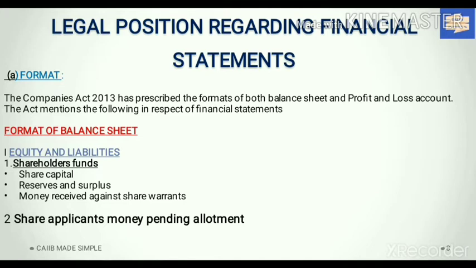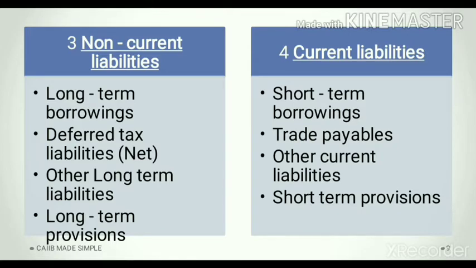First is equity and liabilities. These equity and liabilities are again classified as shareholders' funds, and shareholders' funds consist of share capital, reserves and surplus, and money received against share warrants. The second one is share application money pending allotment. Third one is non-current liabilities. Non-current liabilities are classified as long-term borrowings, deferred tax liabilities net, other long-term liabilities, and long-term provisions. Fourth one is current liabilities. It is classified as short-term borrowings, trade payables, other current liabilities, and short-term provisions.